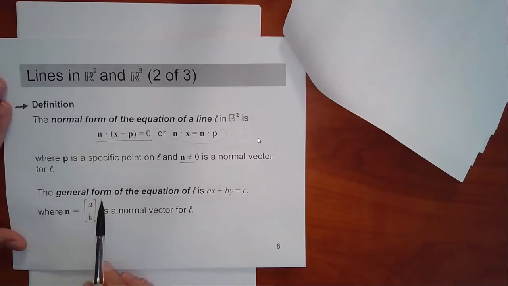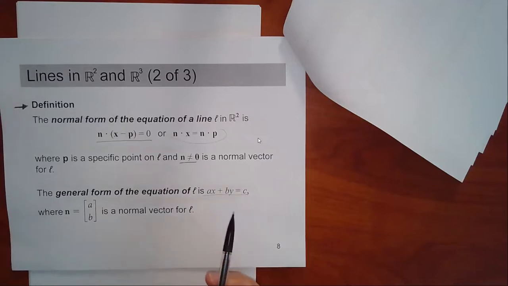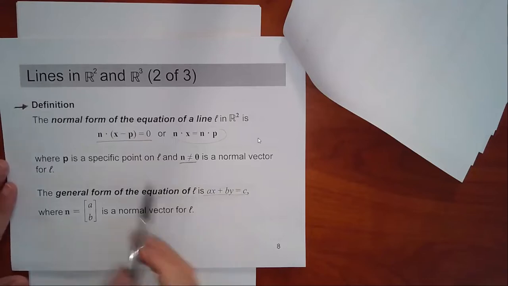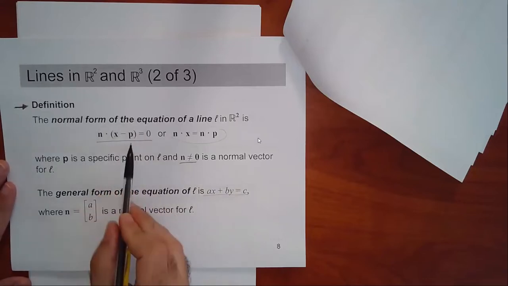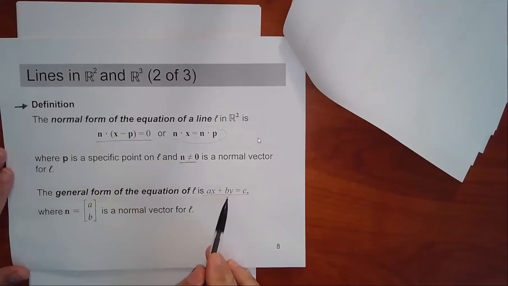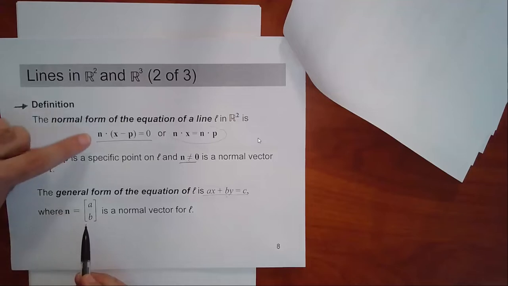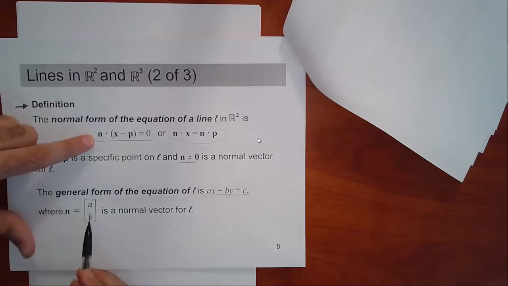The general form of the equation of L is going to be this one, where a, b and c are numbers. If they ask you to write down the general form, you can write down the normal form first, and then when you simplify it, it's going to be the general form. So with the general form, the normal vector is (a, b). Let's plug in here. The normal vector is (a, b).